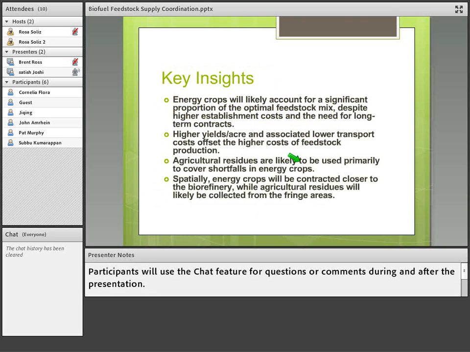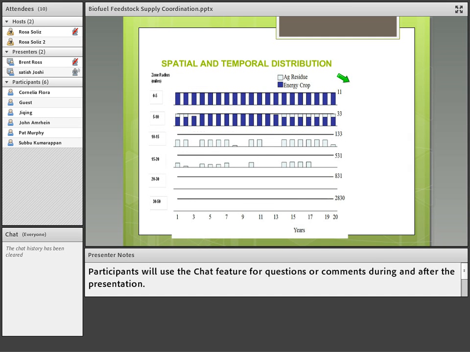So, even based on this simple two feedstock model, we can surmise that energy crops will likely account for a significant proportion of the optimal feedstock mix, though they have higher establishment costs, and you need to enter into long-term contracts. In our model for miscanthus, we'll be entering into a 10-year contract, and higher yields per acre and the associated lower transport cost probably offset the higher costs of feedstock production for energy crops, and agricultural residues are likely to be used primarily to cover shortfalls in energy crops. And again, as you saw in the previous slide, most of these energy crops will be grown very close to the biorefinery rather than far.